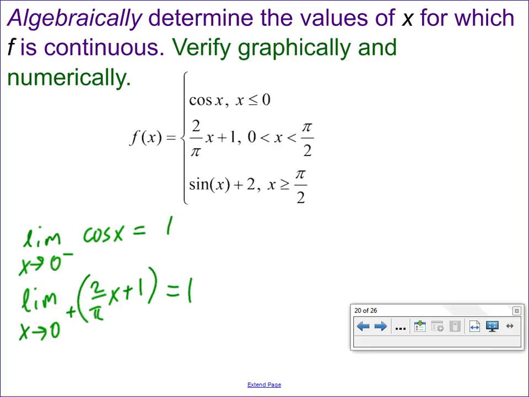And f of 0, which would be the top definition. So f of 0 is cosine of 0, which is 1. All right. So far, what have we determined? Grace? It's continuous at x equals 0. Good. We've done our continuity requirement at x equals 0 because the overall limit of f of x as x approaches 0 equals f of 0, right? 1. That's great. So we're continuous here.